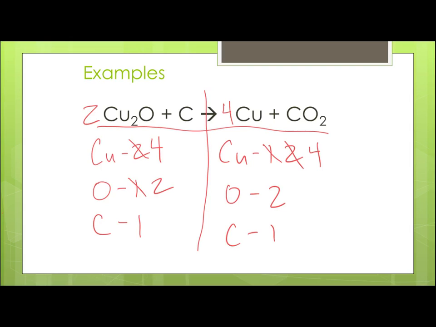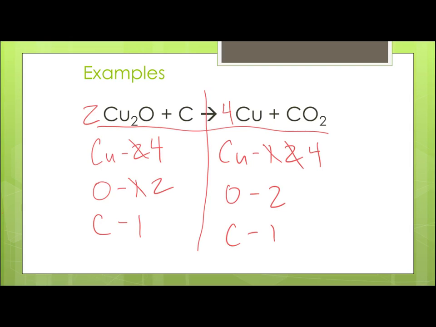In order for an equation to follow the law of conservation of mass, and in order to see if it is written correctly, we have to make sure the equation is balanced. If the left side does not equal the right side, that means the equation is not balanced and it needs to be balanced.